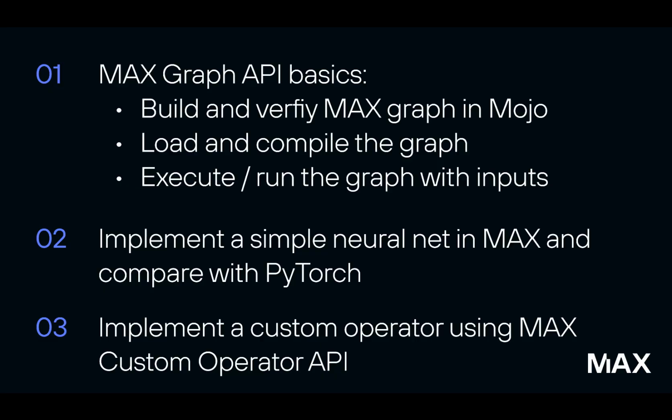And that concludes this tutorial. Let's do a quick recap. We have covered the basics, defined what a graph is, and showed you how to build and verify a MAX graph in Mojo. We've seen several examples of how to load and compile a graph and how to execute a graph with inputs. Then we used our knowledge to implement a simple neural network in MAX and compare its accuracy to PyTorch on the MNIST dataset. And finally, we implemented a custom ReLU 6 operator using the MAX custom operator API. And we've seen how to package and compile it for execution.